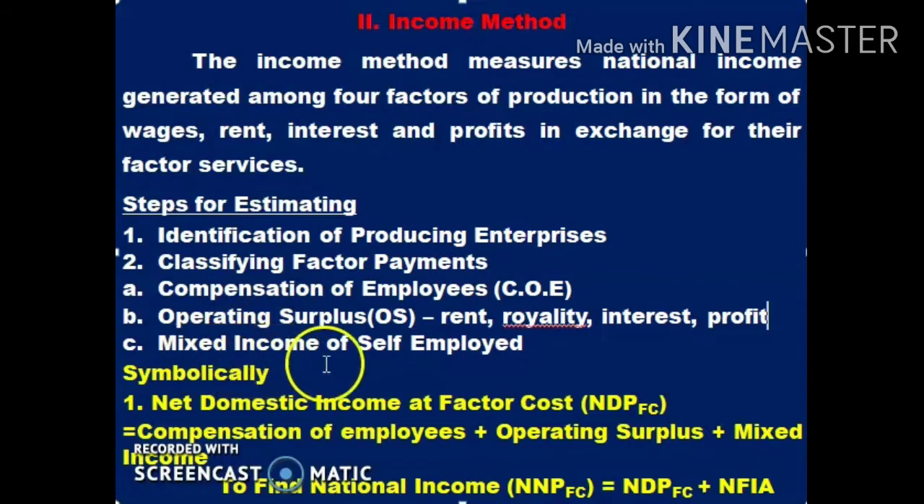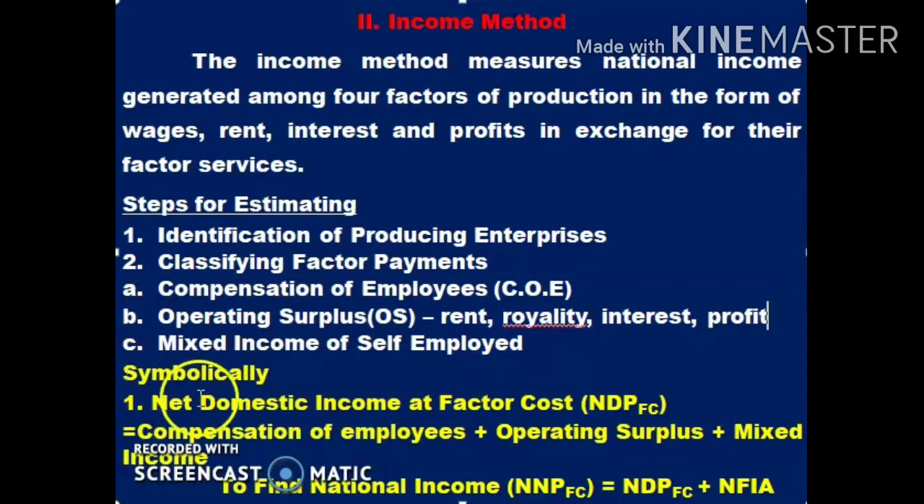Next is mixed income of self-employed. What does mixed income of self-employed mean? That is the income of own account workers like farmers, doctors, barbers, etc., who have their own work or shop. That is known as mixed income of self-employed.